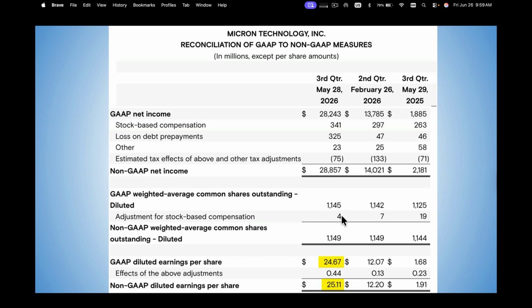And you can see the calculation here. They exclude the adjustment for stock-based compensation in calculating the weighted average shares outstanding. They follow a logic there, to make sure that it's consistent under the different approaches. But what they consider more meaningful than others is completely up to them. And every company seems to do it in a slightly different way. Notice here that we used $25.11 as the non-GAAP diluted earnings per share.